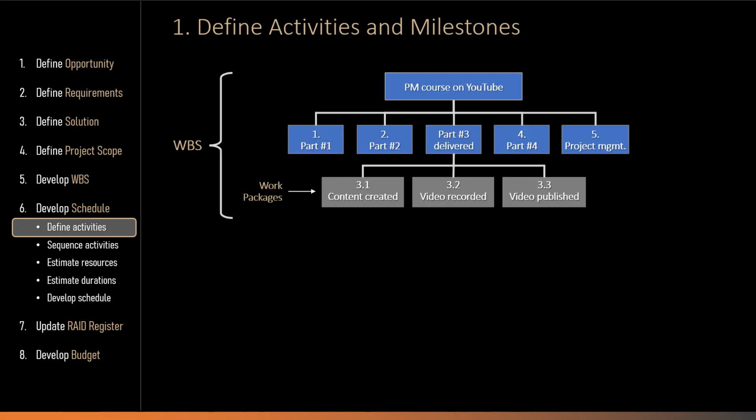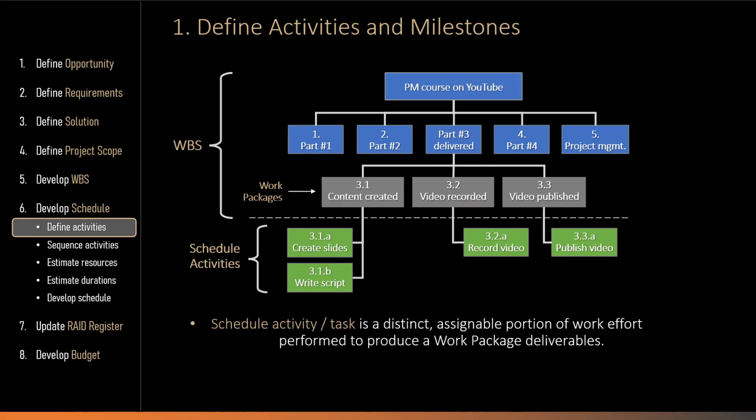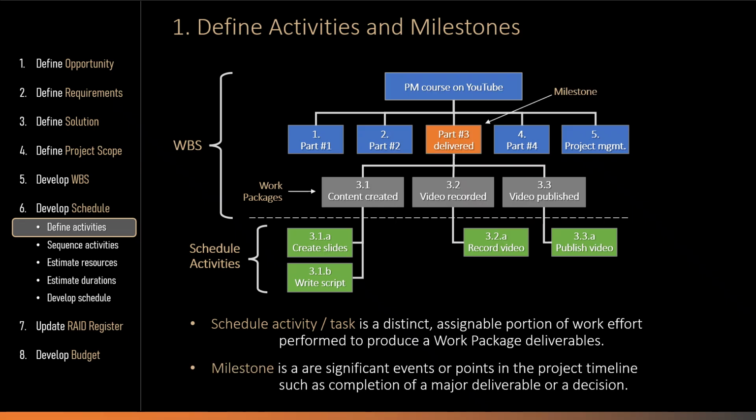The purpose of this step is to identify all activities required to complete the work packages defined in the work breakdown structure. This is done by decomposing each work package into individual schedule activities. A schedule activity is a distinct and assignable portion of work that must be performed in order to deliver a work package. At the same time, we also need to identify key milestone events that will be used to monitor, control, and report project progress.